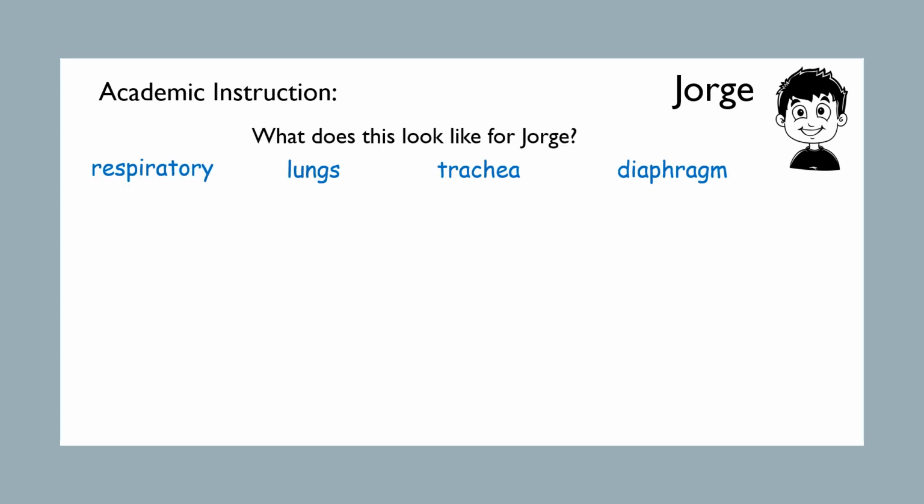Let's talk about what this means for Jorge in the context of an example. Let's say the class is about to start learning about the systems of the human body. They're going to begin with the respiratory system and need to learn academic vocabulary like respiratory, lungs, trachea, and diaphragm. In a unit like this, there would probably be about 10 to 15 vocabulary words needed for success.